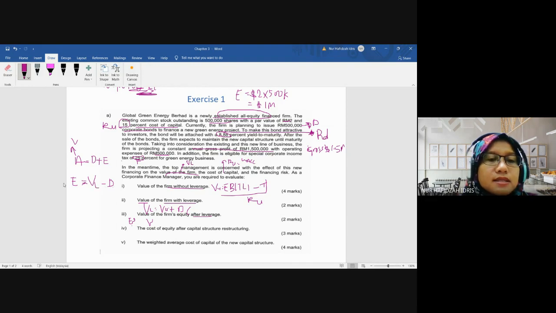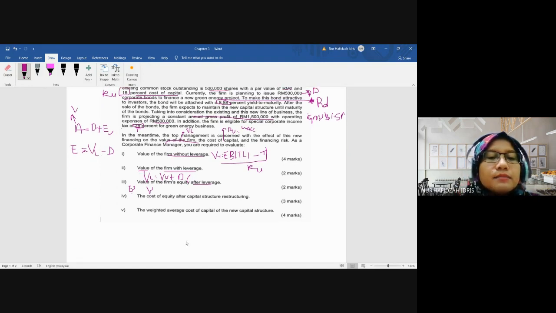VL, how do you get this equation? Okay, this equation originally comes from this one, asset equals debt plus equity. So we want to find E. So E, the asset is the value. Okay, after leverage, that means it is VL. So E equals VL less D.